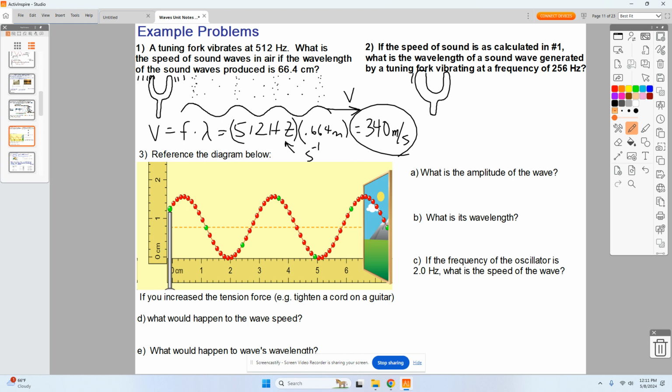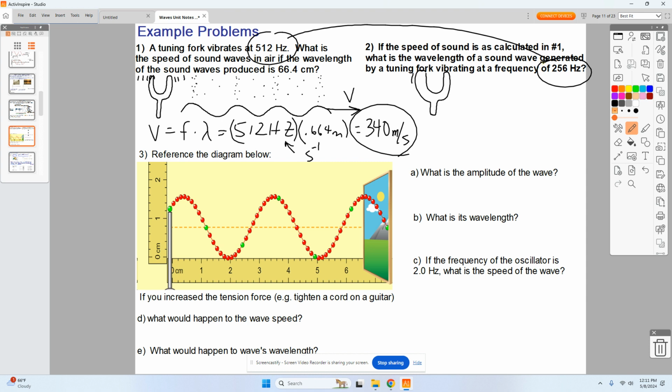Would the wave be like longer, I guess? Like bumps would be longer, longer. So I thank you for trying that, right? Look at the 256. Would you agree that 256 is half of 512? So the frequency became half as great. So the wavelength would become twice as big.